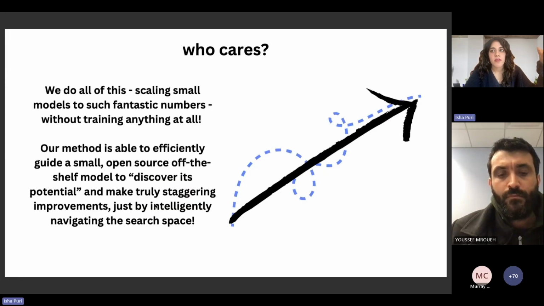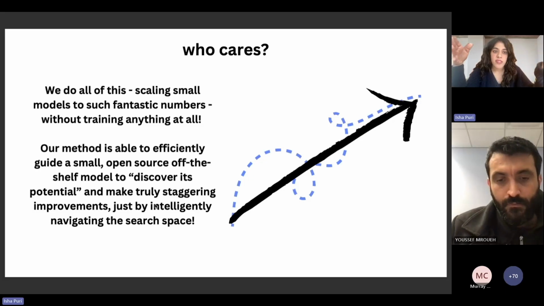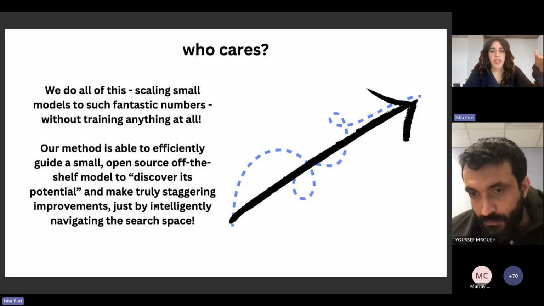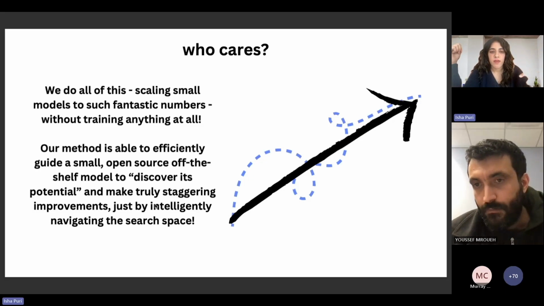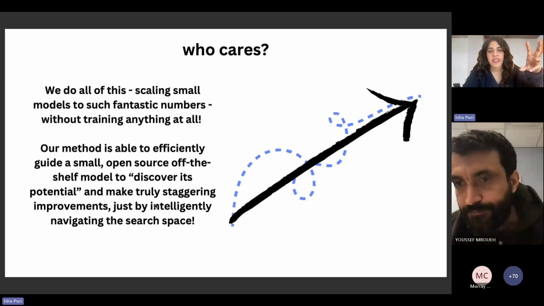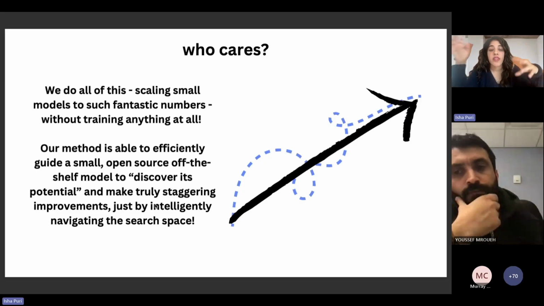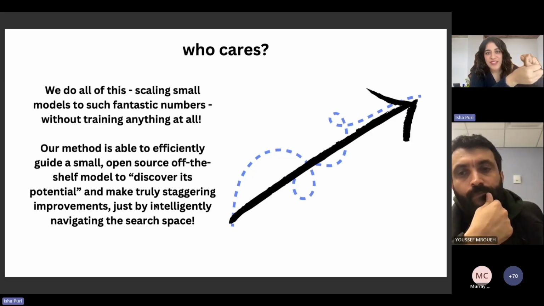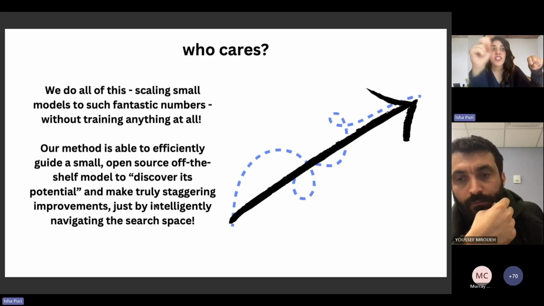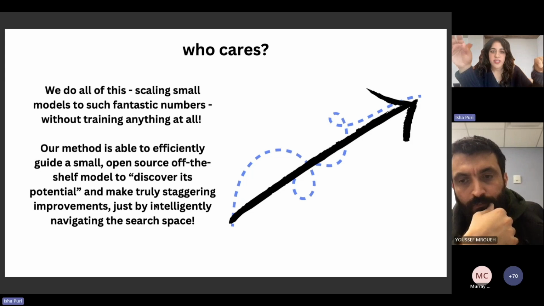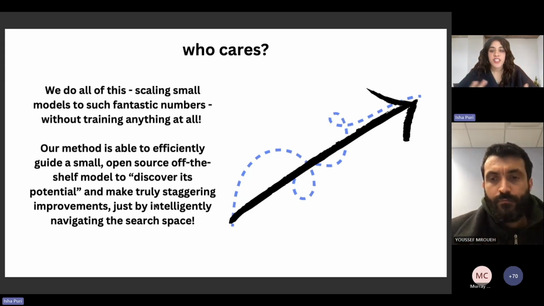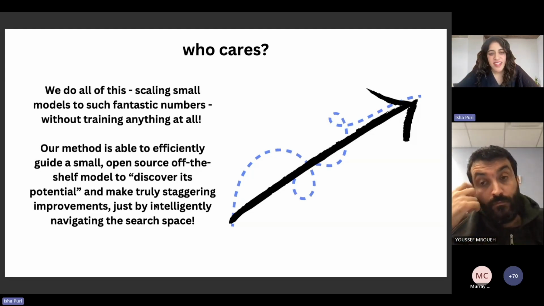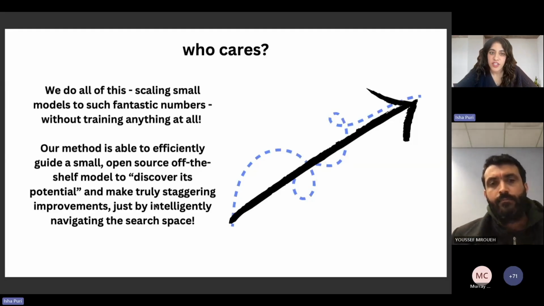In the past couple weeks or months, there's been an emphasis in the community on how to train better reasoning models. But what this work really emphasizes is that you don't actually need any training or additional work on that side of things to be able to get very high numbers. You can actually just squeeze all of the juice out of these small language models with this entire process. You're able to discover the potential that the language models have just by intelligently navigating the search space.